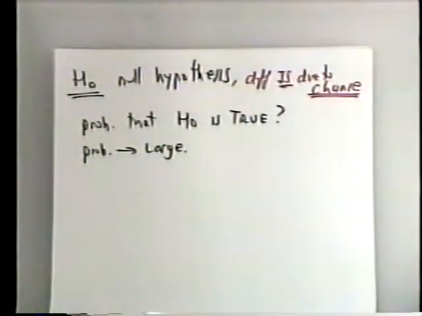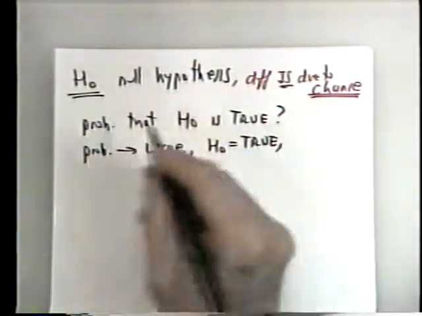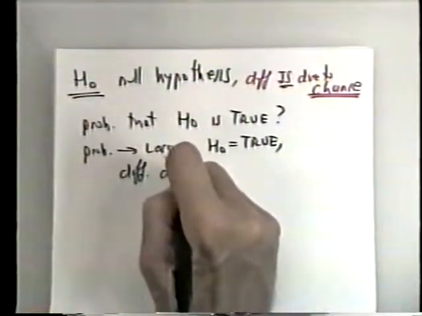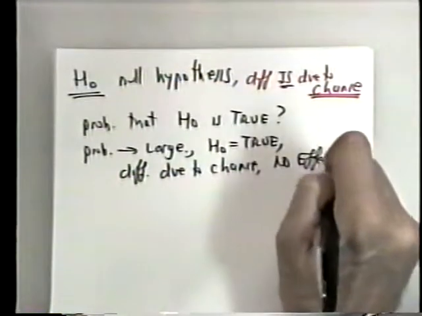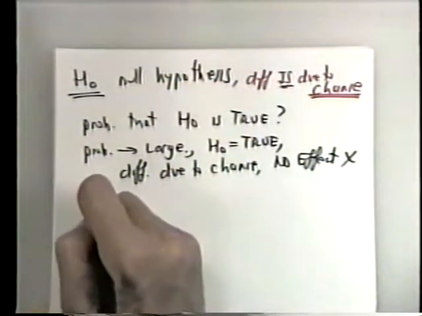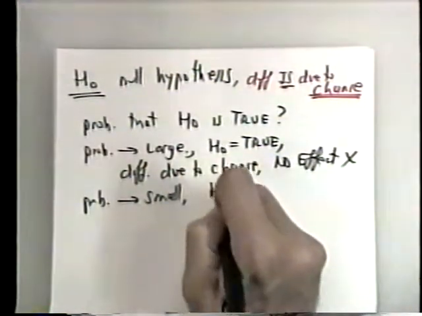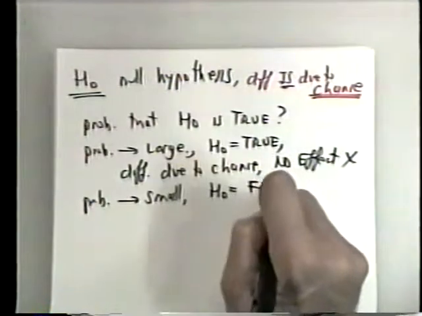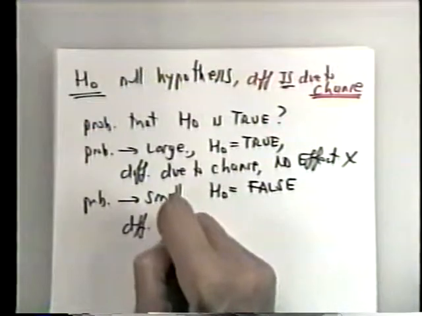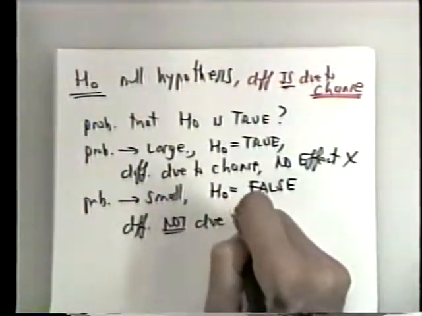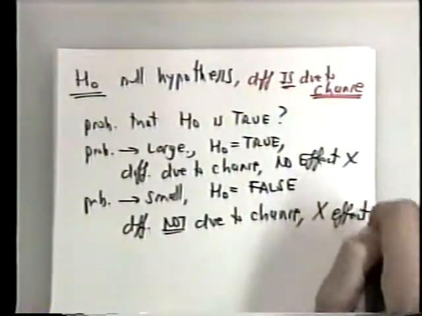Okay. So if the probability is large, then the null hypothesis is true. It means that the difference was due to chance, and there's no effect of the experiment. If the probability is small, it means the probability that the null hypothesis is true is small, which we usually call false. The probability is small, it's false. And this means that the difference is not due to chance and implies that the experiment produced a real effect.